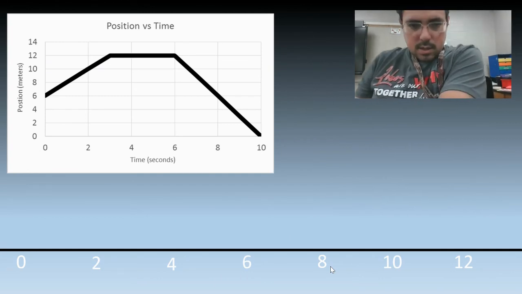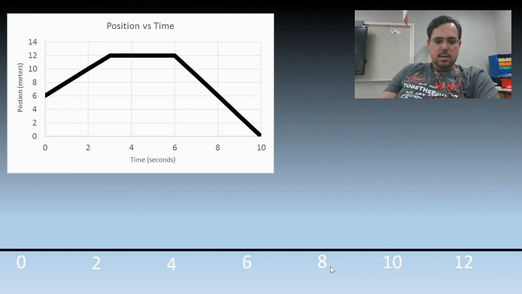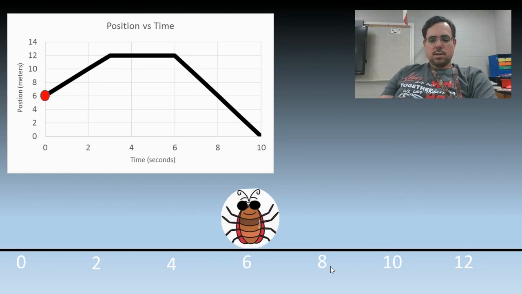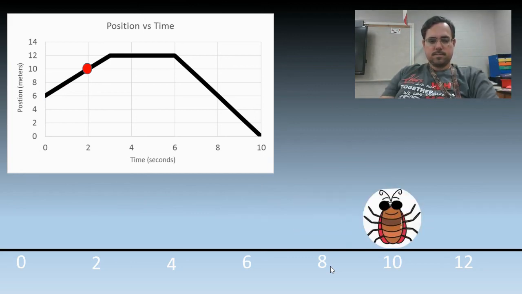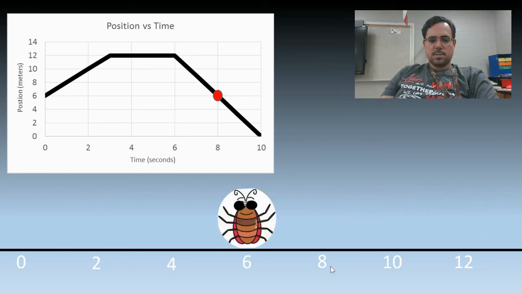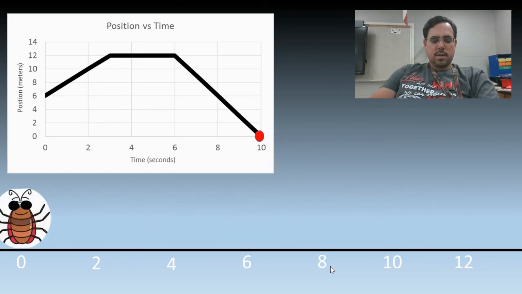To help us see what this looks like, we have the Honorable Sir Cockroach. He's going to move along this number line below you as the dot moves along the graph. So you see he goes forward, stops, and then goes back a little bit faster than he was going forward.